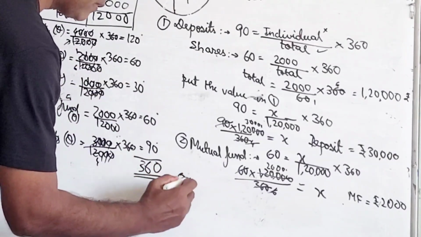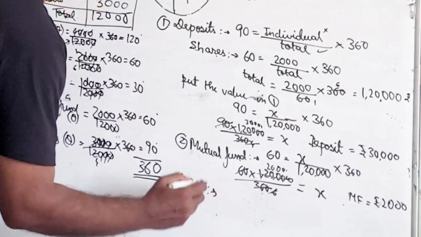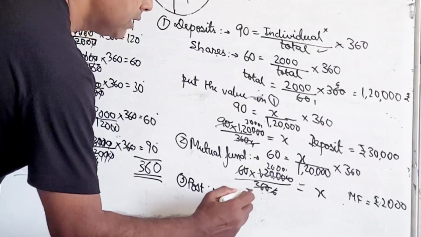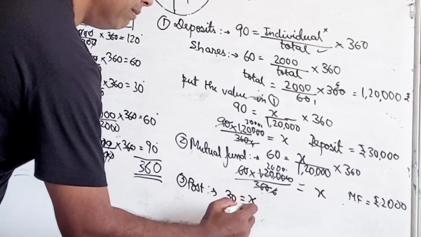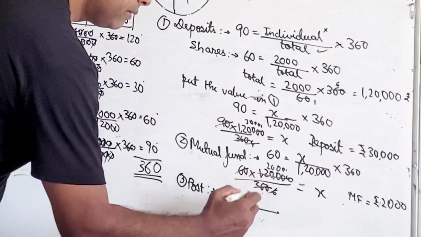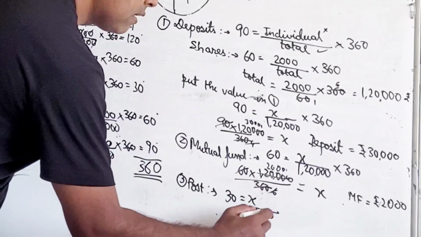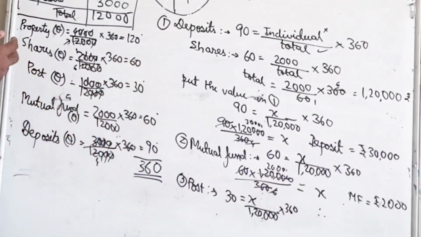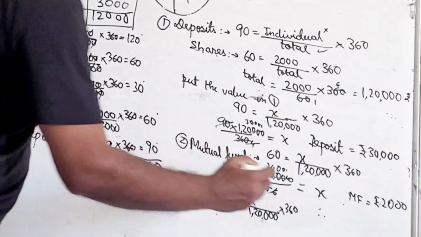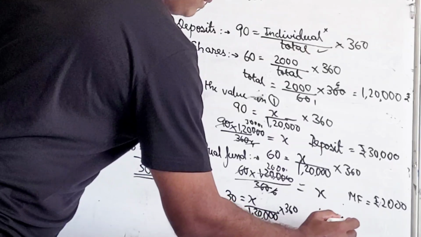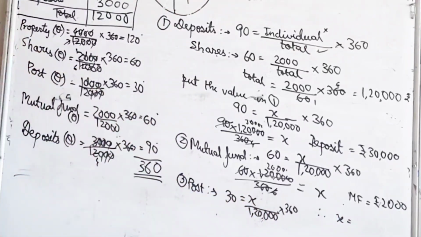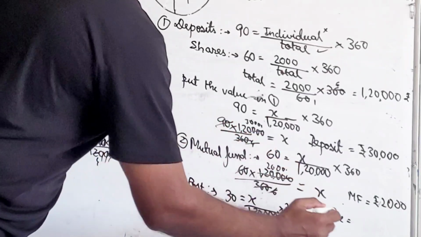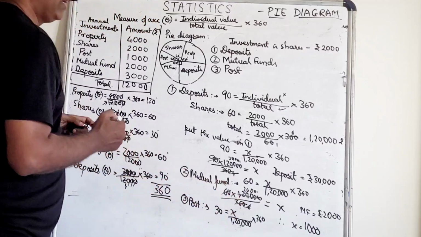Post, again the same thing. Post, the value is going to be, how much is it for 30? So it's going to be 30 is equal to X upon 1,20,000 into 360. Calculate it. You just have to bring it here, and when you solve it, same way you solve it, you are going to get X will be equal to, 30 degrees. So just solve it. You will get it as 1,000. So post will be 1,000.